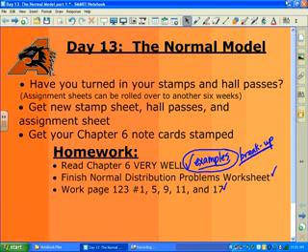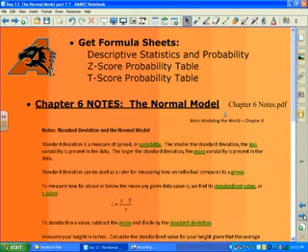Okay. Let's see. Did we get all our stuff? Remind me to stamp you for your note cards at the end of class. I want to get going on this. So here we go.